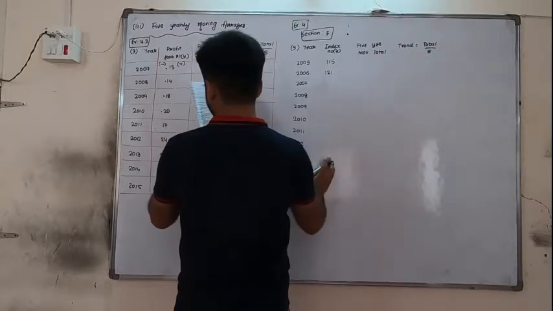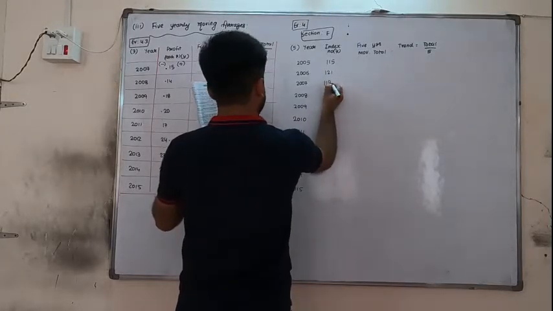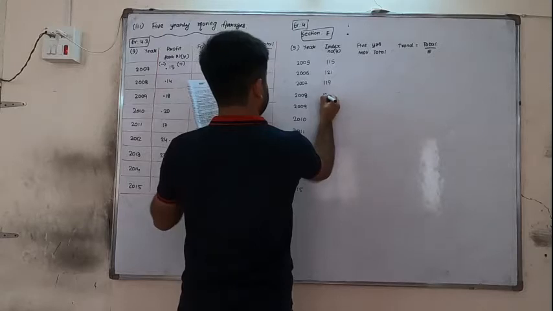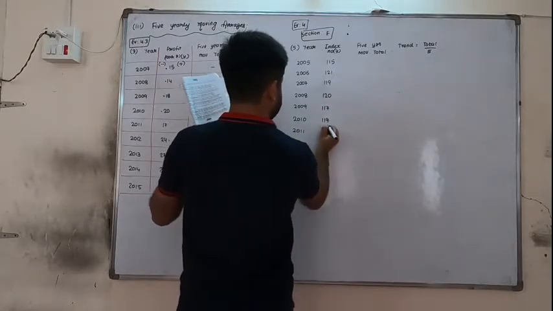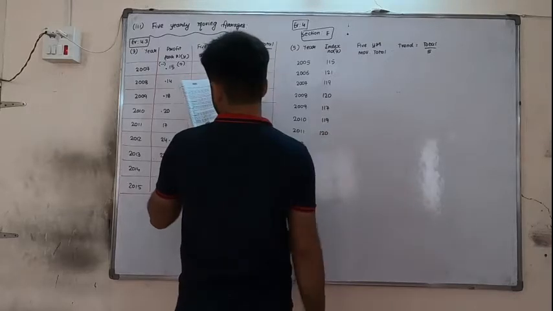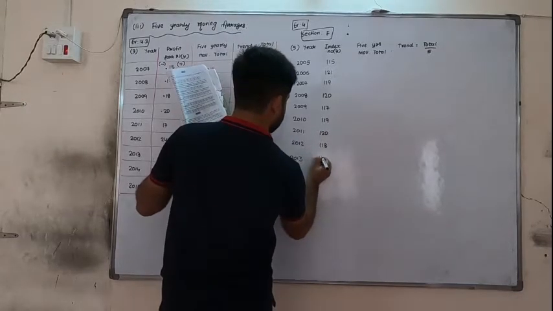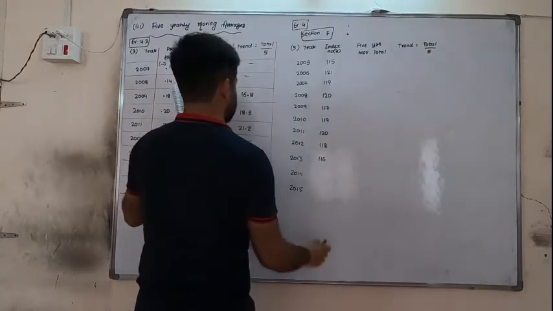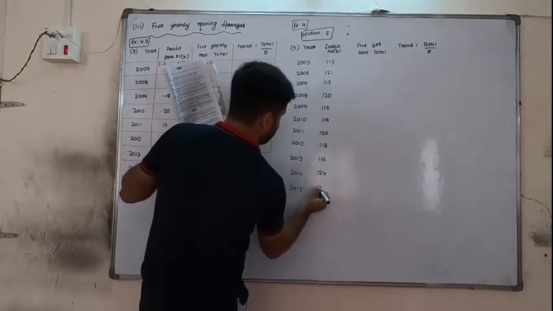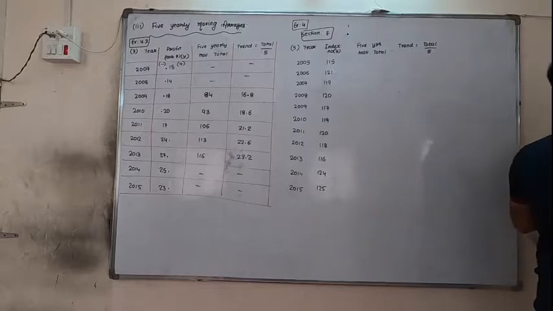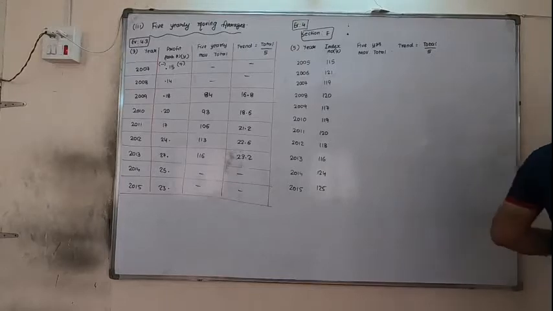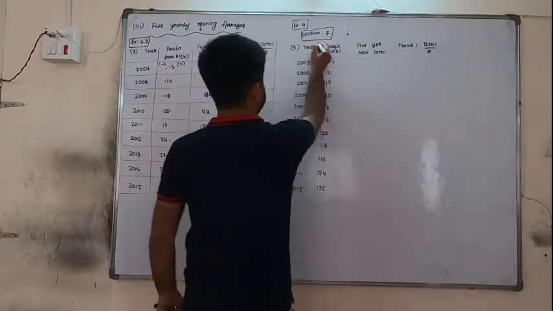115, 121, 119, 120, 117, 119, 120, 118, 116, 124, 125. Okay, let's draw the lines.